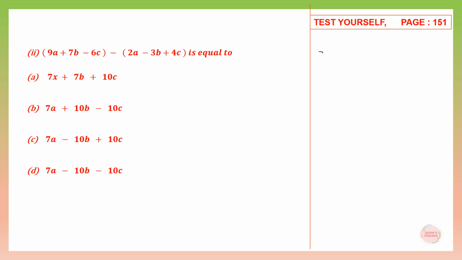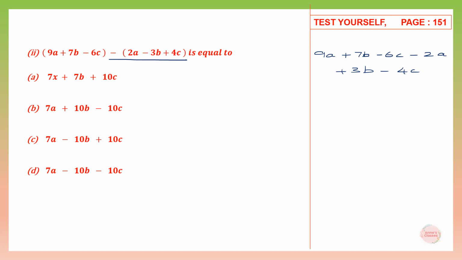So now we begin with the first set, 9a plus 7b minus 6c. Now here, as you can see, we have a minus sign. So the sign of all the terms inside will change. So minus 2a plus 3b minus 4c. So now we've opened it all together.